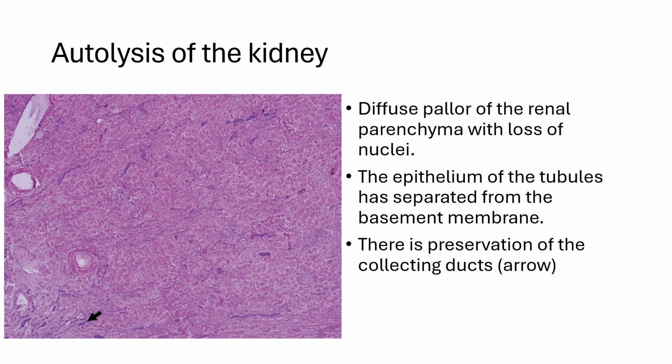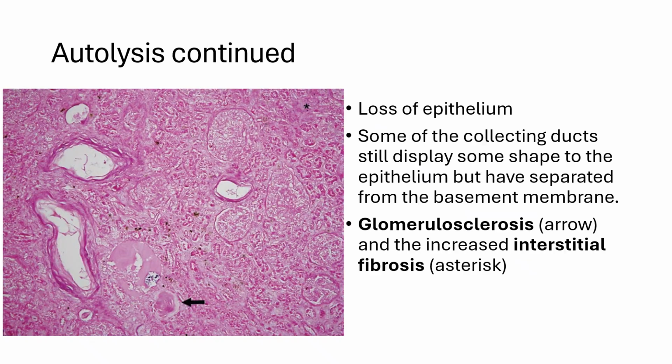So this is a slide of autolysis of the kidney. There is diffuse pallor of the renal parenchyma with loss of nuclei. The epithelium of the tubules has separated from the basement membrane. So we can see the basement membrane, the epithelium of the tubules has been separated. So this is an important finding to be noted to differentiate between autolysis and ATN. There is a preservation of the collecting ducts here.